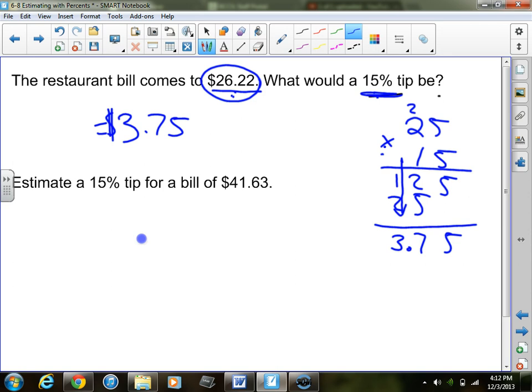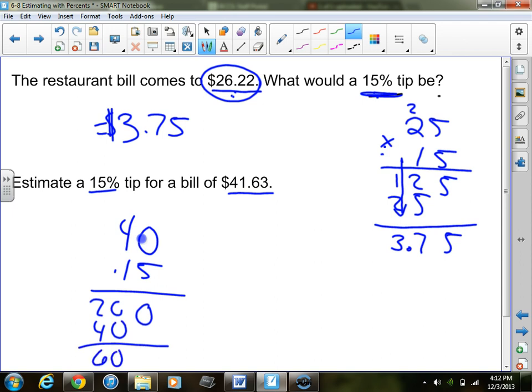Let's do one more. I'm estimating a 15% tip for a bill of $41.63. $41.63, that's a scary number, let's make it easier, let's do 40. That's easy. 40, and I'm going to multiply it by 0.15. I'm going to multiply that out. It's going to be 20, and I'm going to get $6. So my estimated tip is going to be about $6 because all I do is multiply those out.